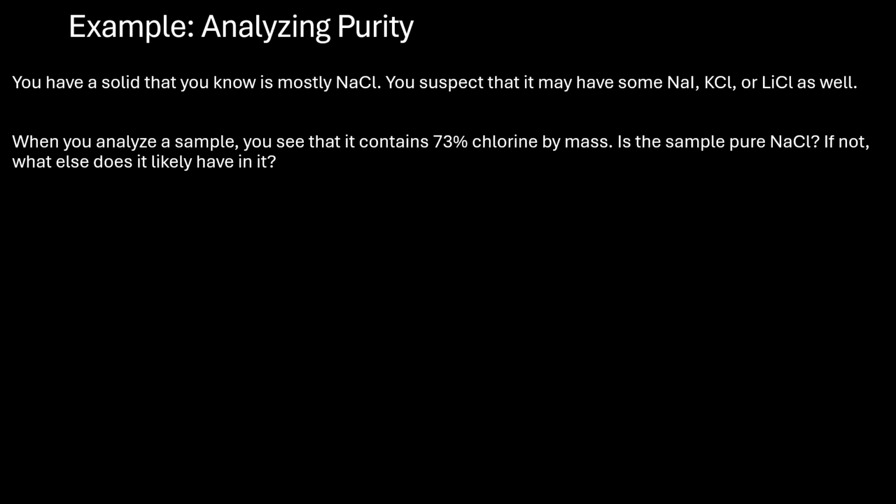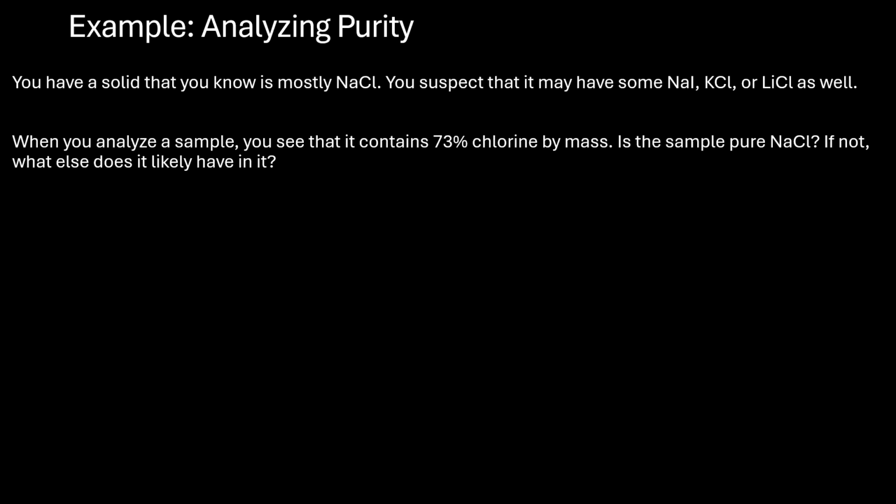So the way that we're going to approach it is by thinking of each of these compounds and figuring out the percent chlorine by mass. To do this, we're going to need to consider the molar mass of the various elements that make up these compounds. So looking at the periodic table, I'm going to write down all of the molar masses.